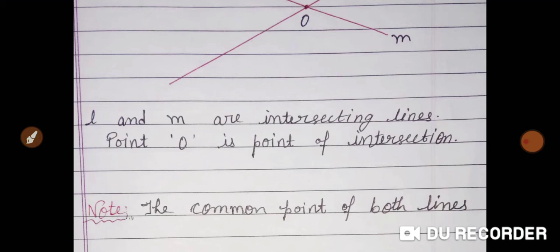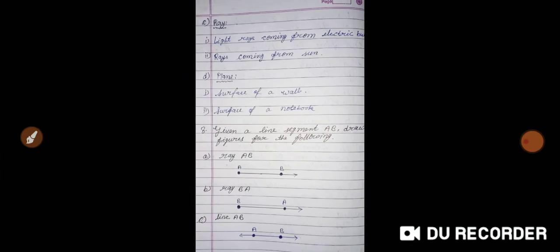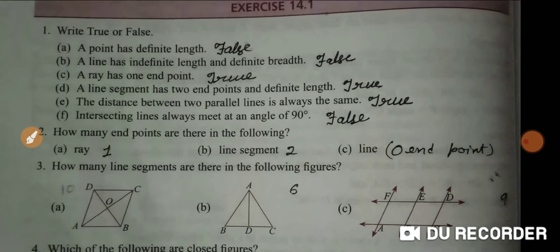Okay my dear. Now we will discuss exercise 14.1. Before discussing 14.1, I want to tell you, dear students, please revise all these topics once again, because you have to solve the questions related to the given topics. Now exercise 14.1, write true or false.